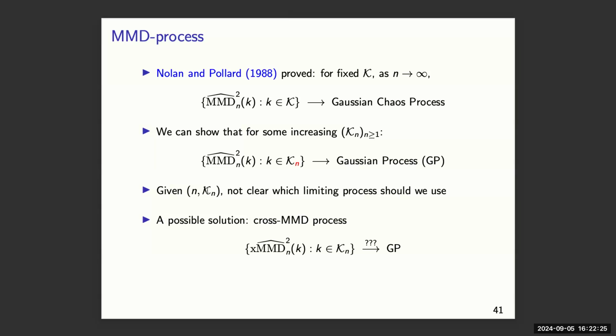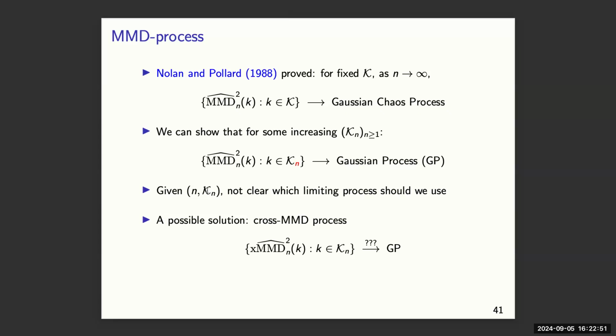Okay. And we also have some preliminary results, which, if you slightly modify their result and look at a sufficiently increasing class of kernels under certain technical conditions, we can show that the MMD process converges to a Gaussian process. And then we are again back to the same problem, but at a much wider scale, which is: given one sample size and a class of kernels, which limiting process should we use to calibrate the test?